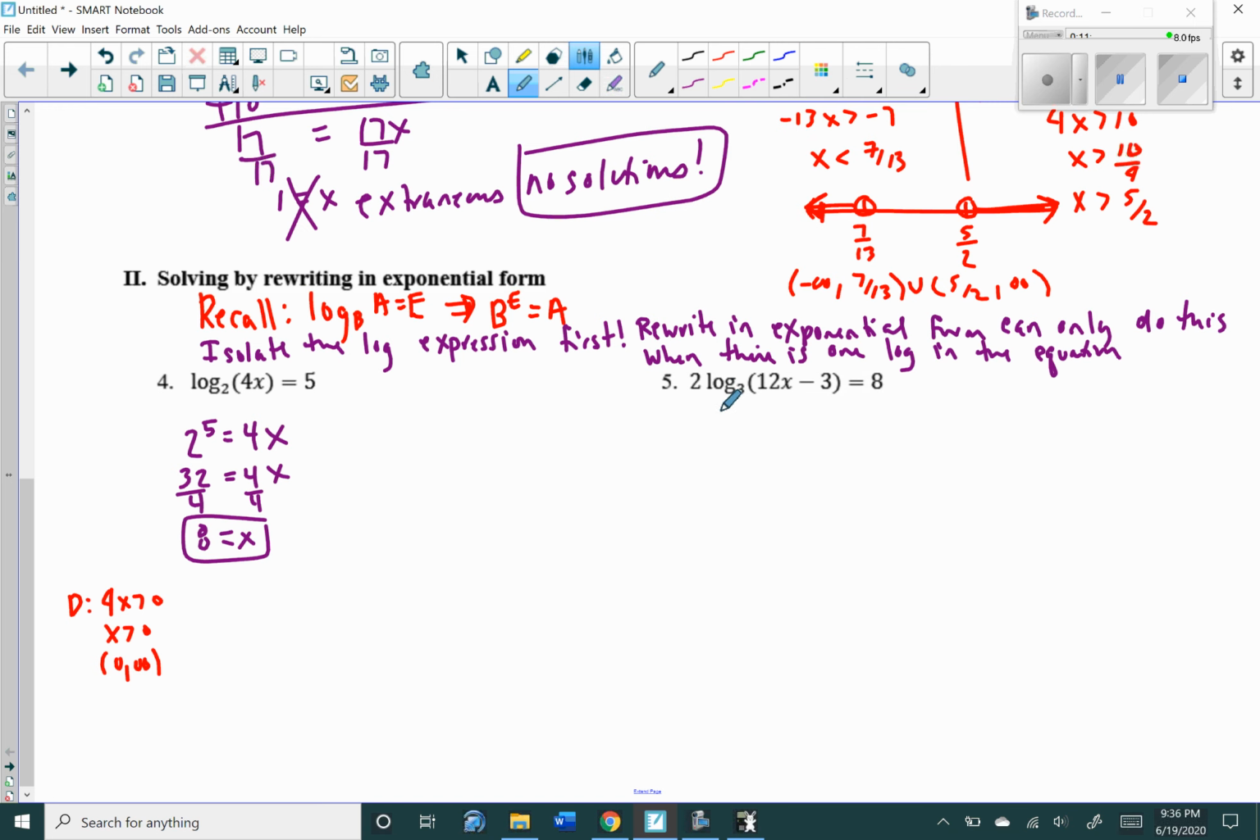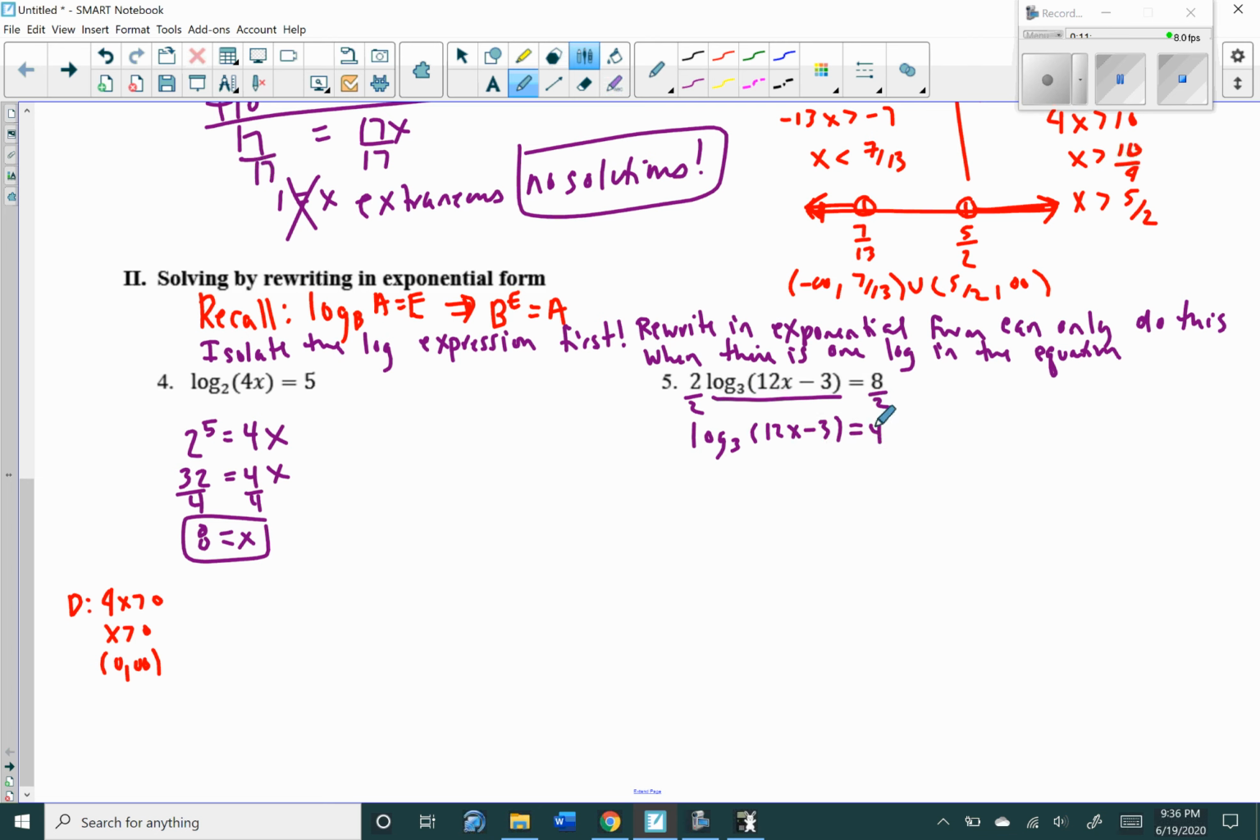Let's go ahead and look at this one over here. So here we need to isolate the log expression first. So it's not isolated yet. So I can take this 2 and do a property and bring it up as an exponent, or I can divide it out. I'm going to go ahead and divide it out because usually that's easier. So I'm going to divide both sides by 2. I get the log base 3 of 12x minus 3 equals 4.